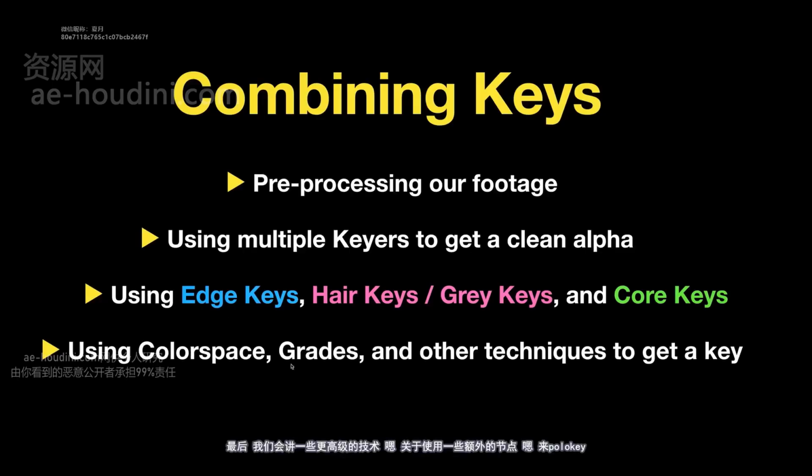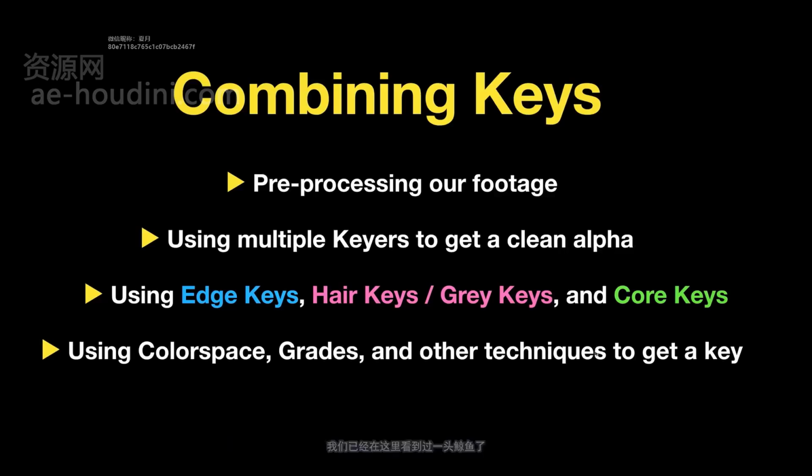And lastly, we'll go over some more advanced techniques in terms of using some extra nodes to pull a key. We already saw one with a hue keyer, but there's other ways basically to get alphas as well. So we'll talk about all that.